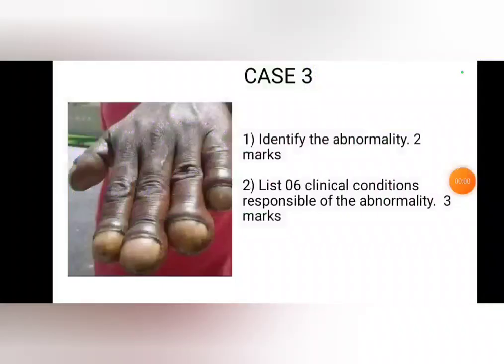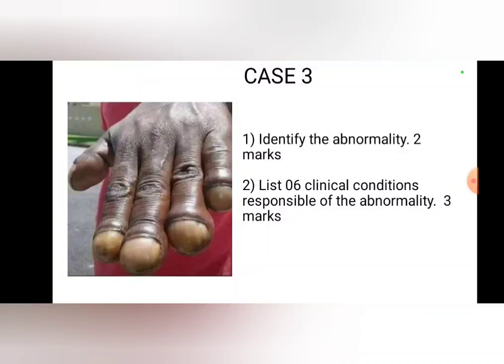Now, this is the next case, and they say identify the abnormality. Is it clear? This abnormality is called clubbing. To diagnose clubbing, you need to know that there is an angle that the nail bed makes with the nail. Is it clear?